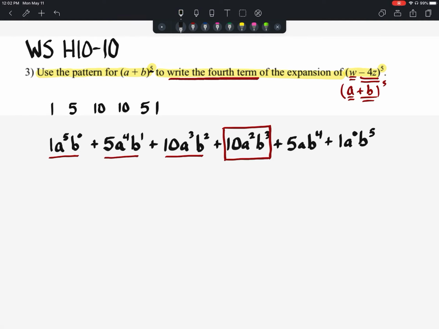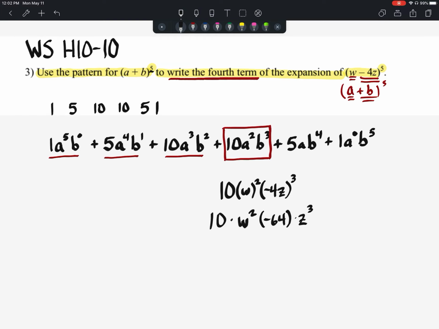It'll look like this. 10, and then instead of times a squared, it'll be times w squared, times negative 4z in place of b, to the 3rd power. It's important that that 3 is outside of those parentheses. Now we just need to simplify it down. So we've got 10 times w squared. Negative 4 to the 3rd power is going to end up being negative 64. And then z to the 3rd.